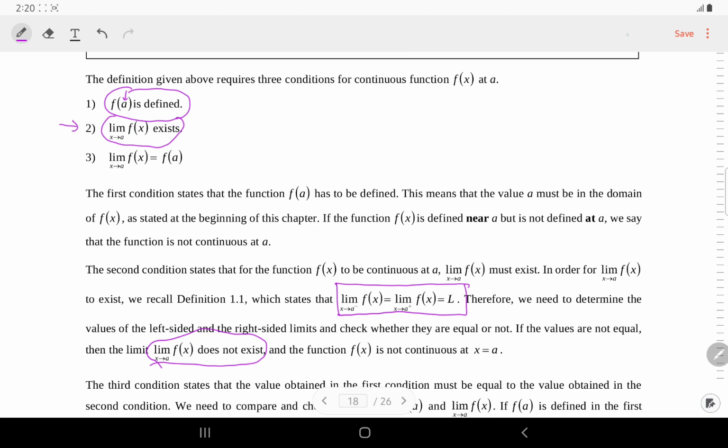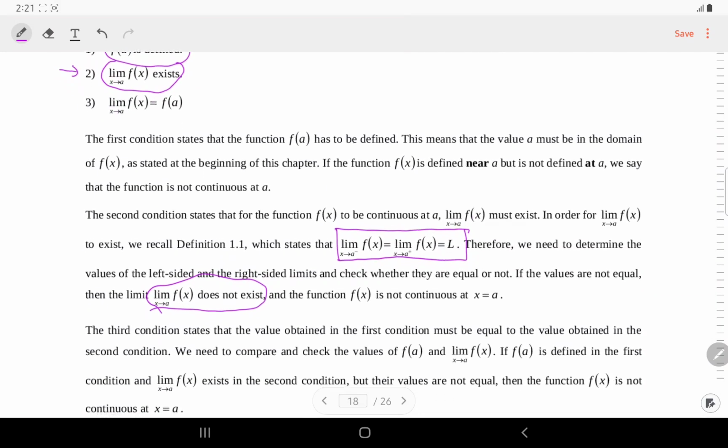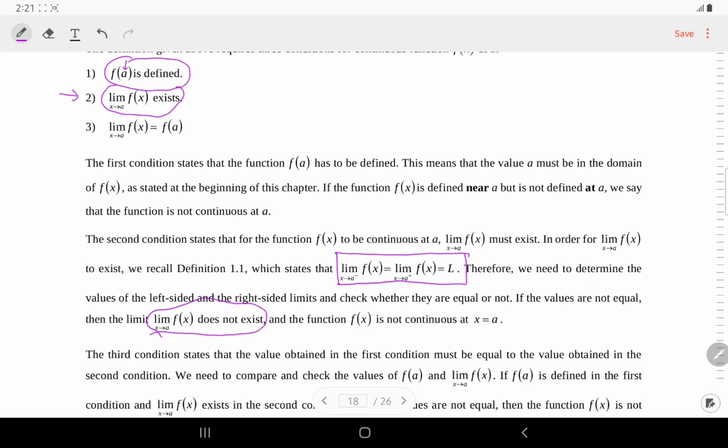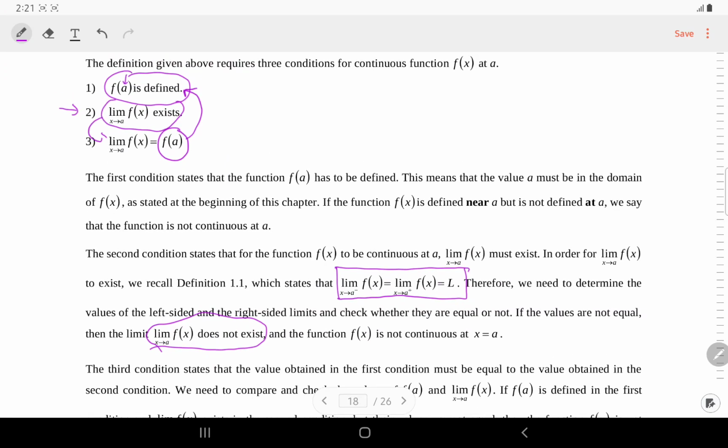Okay, for the function to be continuous, it needs to satisfy all these three conditions. Then the third condition states that the value obtained in the first condition, which is f(a), must be equal to the value obtained in the second condition. The value of the limit must be equal to f(a).